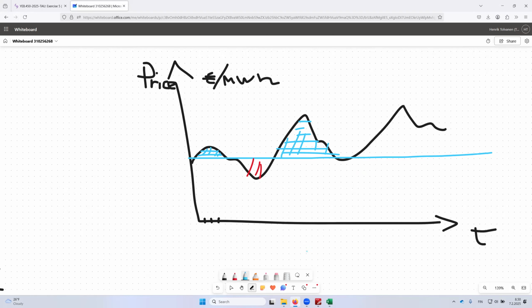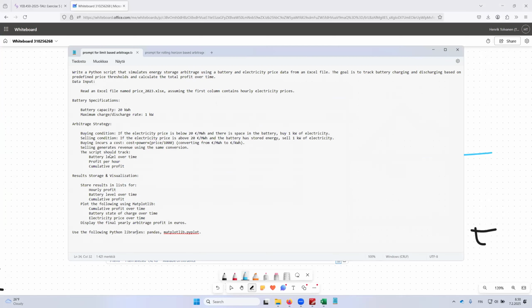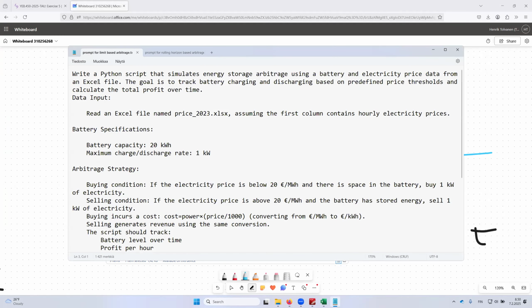You could also have two separate lines in between, where nothing would happen, but let's set one line in here. And I gave you the prompt in here. So this is the prompt for limit-based arbitrage. So you can use this one. And again, you want to be precise.